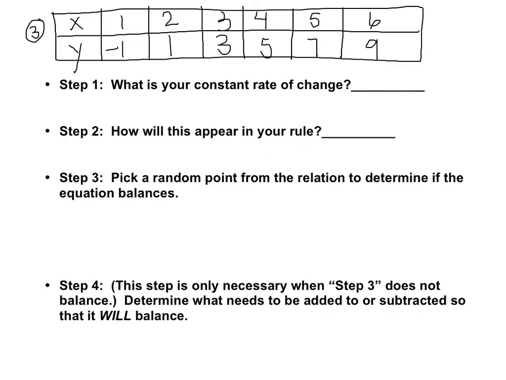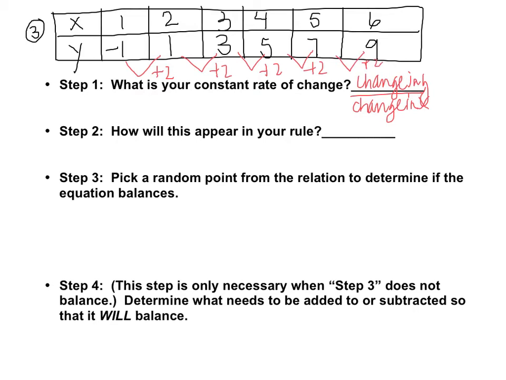Okay, example 3 has this table, and I just rewrote it on this page because it was coming from the other page. Step 1, what is your constant rate of change? So again, you want to remember that you're going to do the change in y over the change in x. Okay, so if you look at how these are changing, my y values from -1 to 1, I had to add 2. From 1 to 3, I had to add 2. From 3 to 5, add 2. So on and so forth, right?